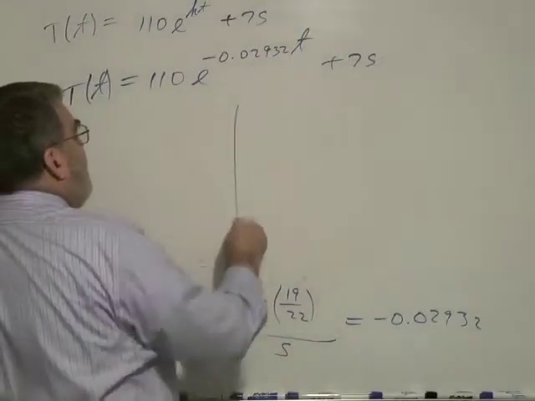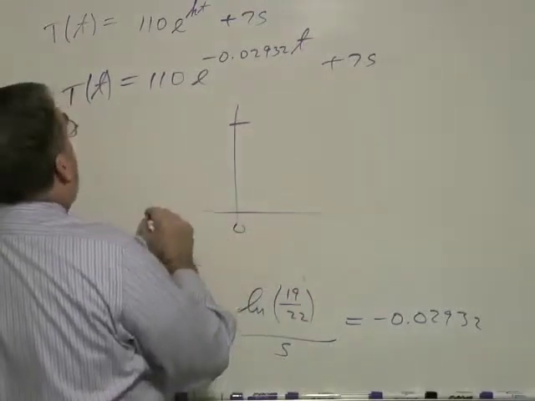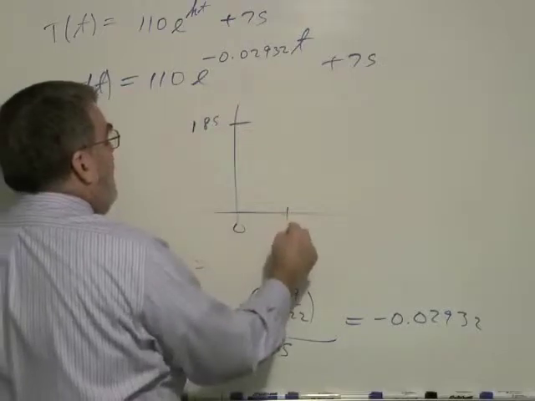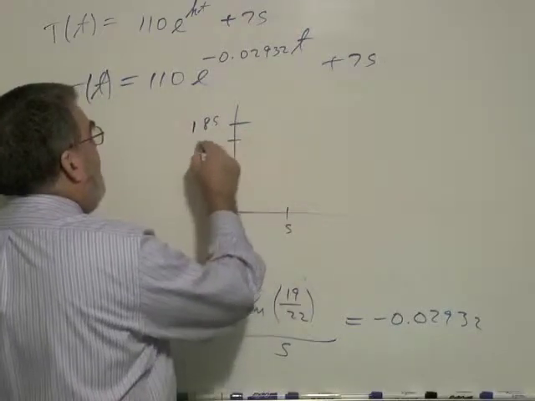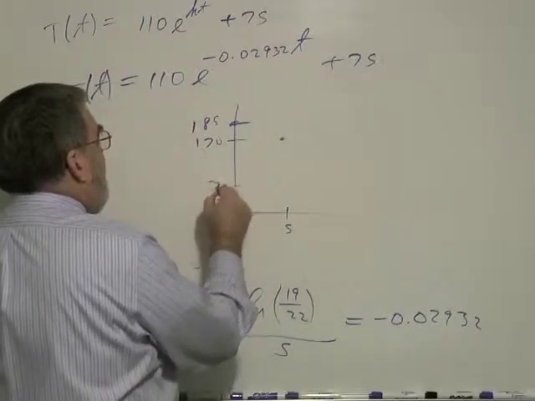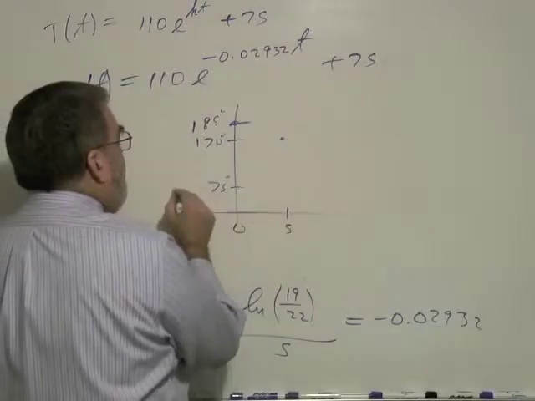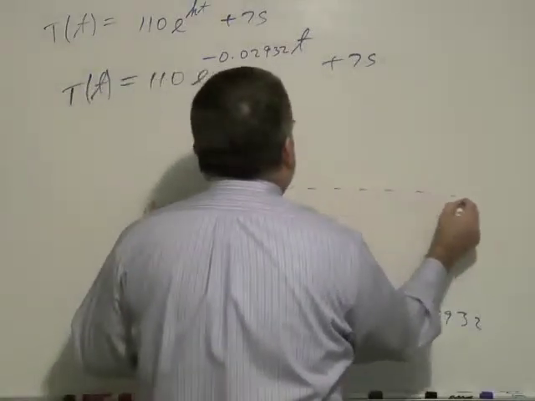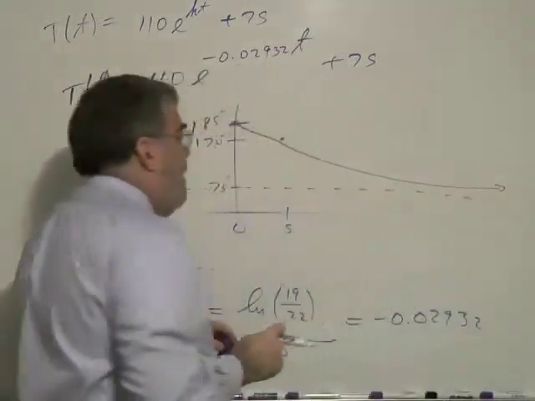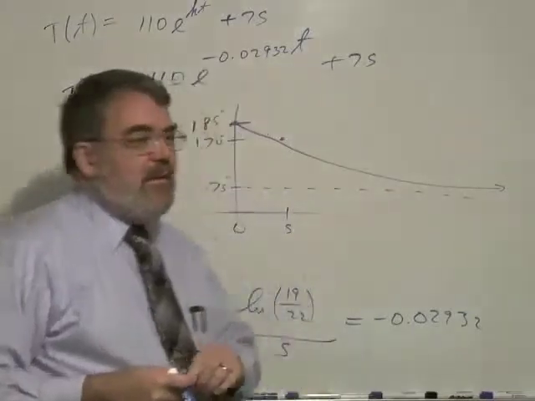So the graph of this function is going to look like this. It came out of the oven at 185 degrees. After 5 minutes, it was at 170 degrees, and then eventually it cools down to 75 degrees. And so there's an asymptote here. There's a gentle exponential decay in the temperature as it eventually cools down.